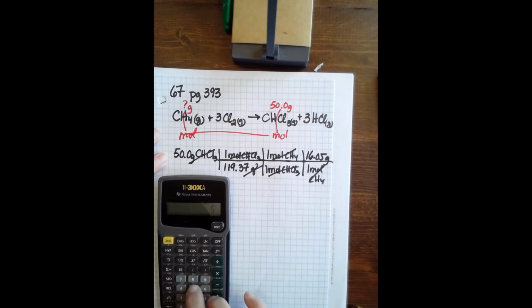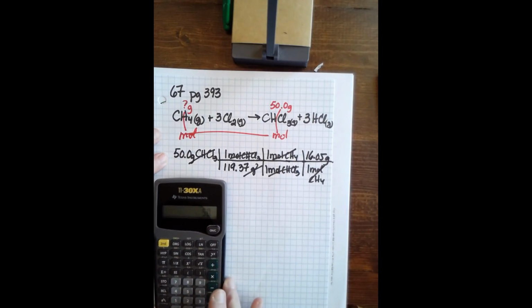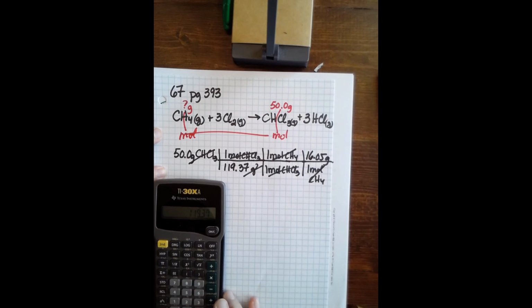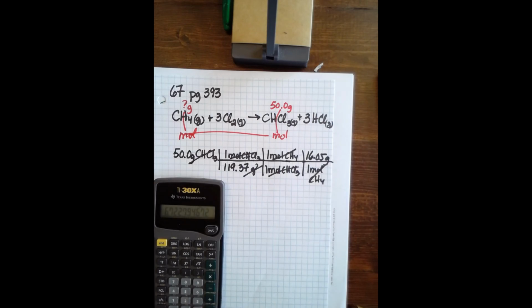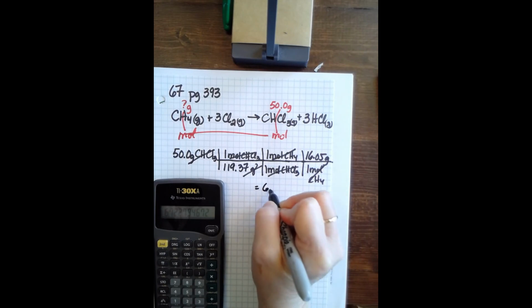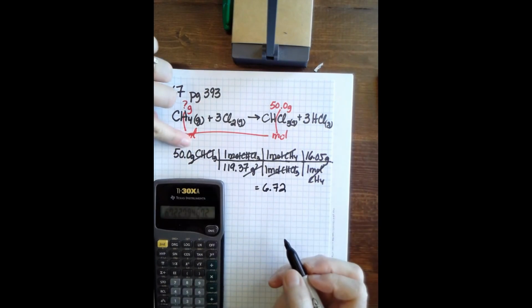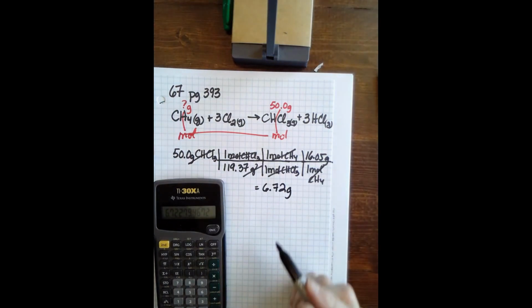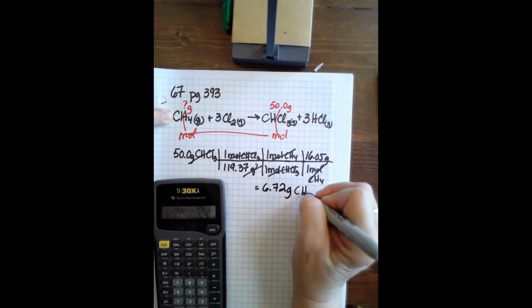I apologize. 50 divided by 119.37 times 16.05. I think I missed a decimal there. There we go. So the correct answer here then equals 6.72. I can have 3 sig figs, grams. Now grams of what? Grams of methane.